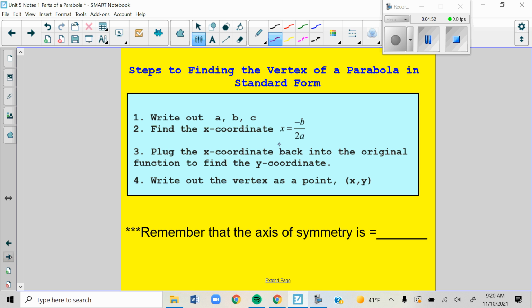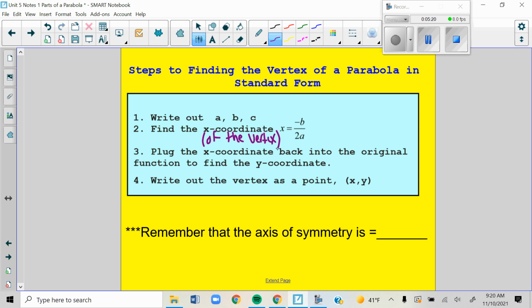So first you're going to acknowledge, write out a, b, and c. So you're going to acknowledge a is this value, b is this value, and c is this value. Then you are going to find the x-coordinate, and this is the x-coordinate of the vertex. Okay, and I'm giving you this formula. It's x equals, it says negative b, but I want you to think of this as opposite b over 2a.